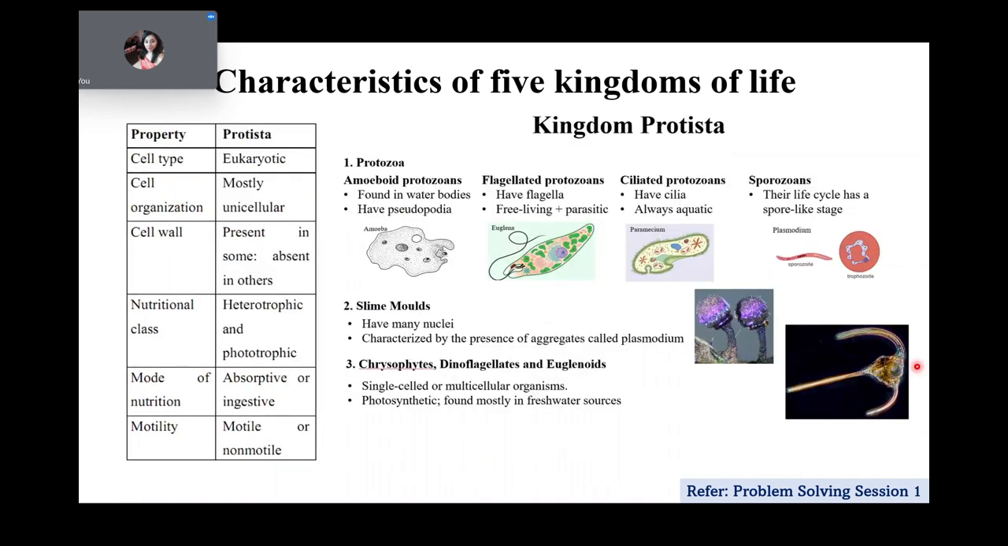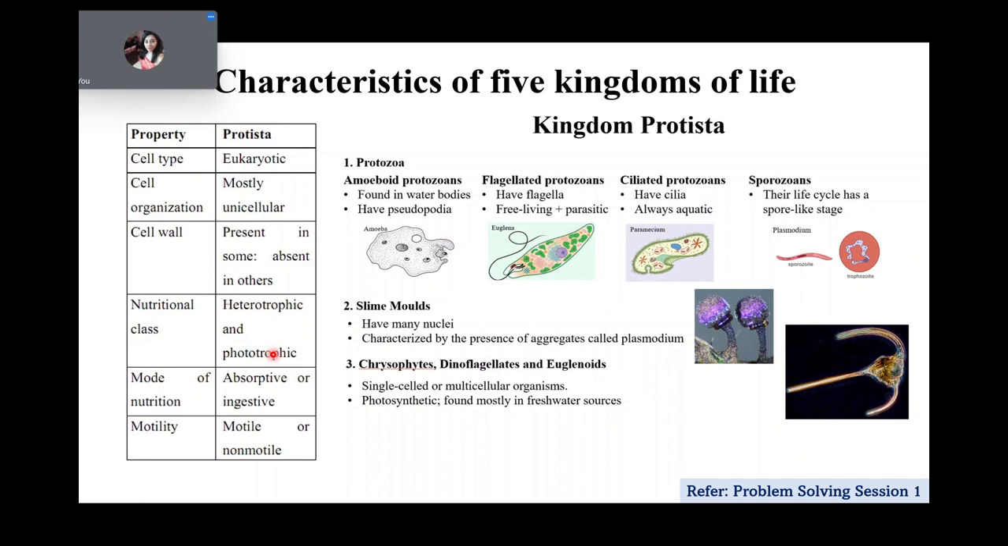Moving on, the next kingdom is kingdom Protista, and these are eukaryotic, and again they are mostly unicellular. For some of them there is a cell wall, while for others there is no cell wall present. These can be heterotrophic or phototrophic. Phototrophic are the ones who use light and synthesize their own food, but heterotrophism refers to the mode of nutrition where you use an already synthesized food as your raw material.